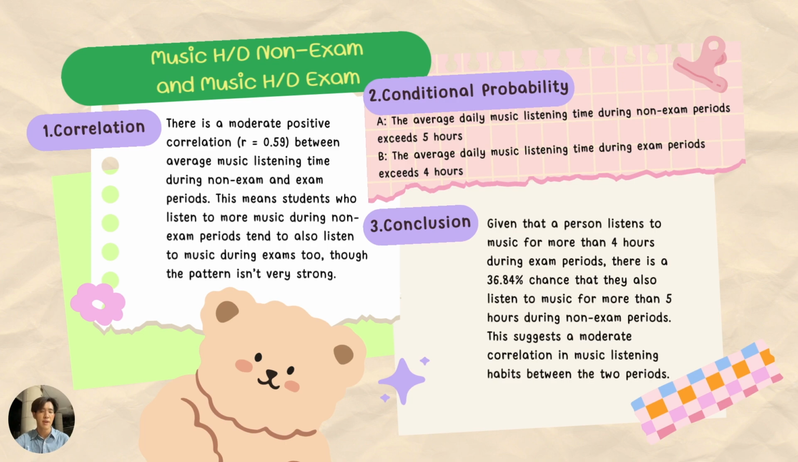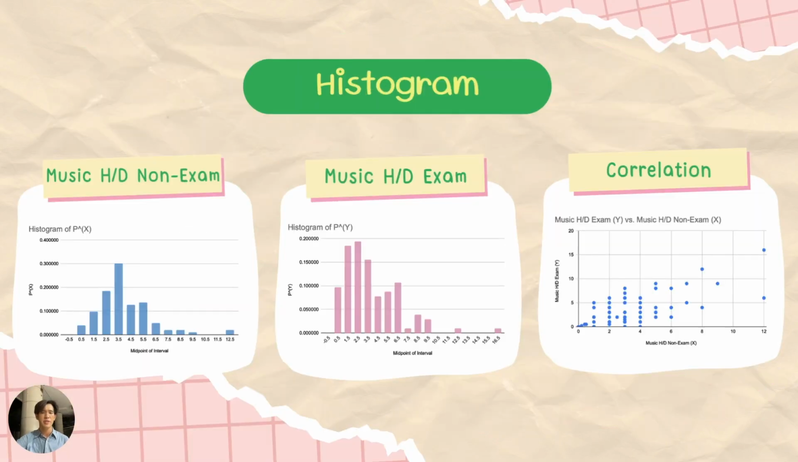For the conditional probability, we let A be the event that the average daily music listening time during non-exam periods exceeds 5 hours, and B be the event that the average daily music listening time during exam periods exceeds 4 hours. Given that a person listens to music for more than 4 hours during exam periods, there's a 36.84% chance that they also listen to music for more than 5 hours during non-exam periods. This suggests a moderate correlation in music listening habits between the two periods, which adheres to the correlation plot that we have done.